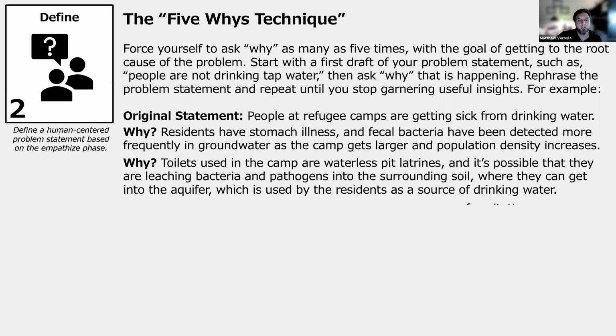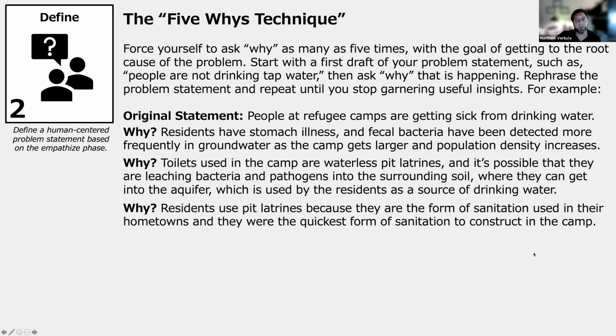Okay. Again, why? Why are people using waterless pit latrines? Well, the residents are using pit latrines because that's the form of sanitation used in their hometowns. It was also the quickest form of sanitation that the organization was able to construct in the camp. And maybe the camp also started out with a lower population density, and then the crisis grew, and so population density increased. But yeah, that's why they're using the pit latrines. So that's an important aspect, is that this is the form of sanitation that maybe was used in their hometowns.